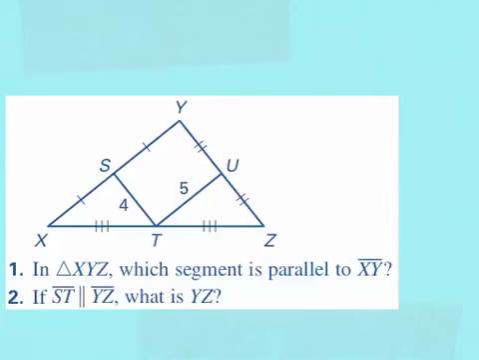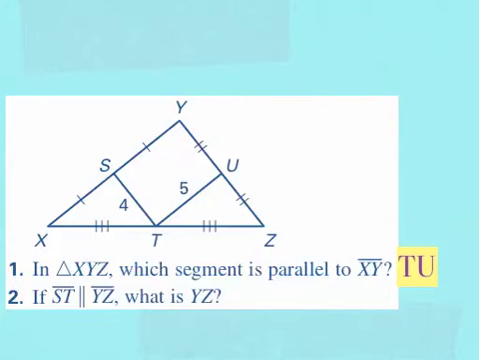The next example says, in triangle XYZ, which segment is parallel to segment XZ? Notice XY is the side of a triangle. The midsegment that is parallel to XY would be TU.